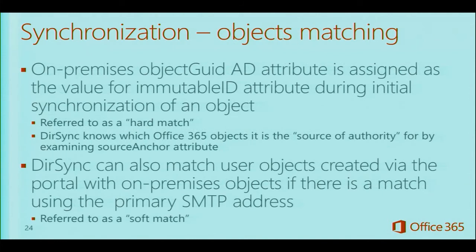Now, there are two ways in which we correlate, or match up, synchronized objects. One way is what we would call a hard match, and that's based on the object GUID attribute in AD. The value for that attribute ends up getting assigned to the value of another attribute called the immutable ID attribute when that object is initially synced. That's what we would call a hard match. The other way is what we would call a soft match, and that's based on the primary SMTP address assigned to the object. That soft match is there as sort of a preventive mechanism.